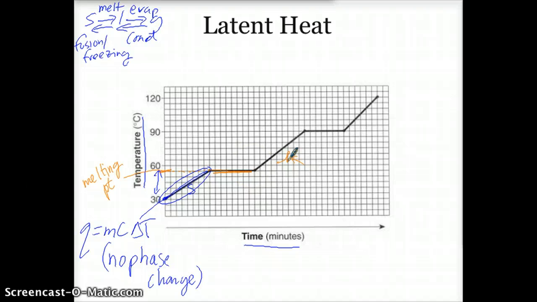So right here in this section of the heating curve, if we want to figure out the amount of heat needed to do a phase change, we don't need to know the specific heat of the compound. What we need to know is called the latent heat. And the latent heat is the heat needed for a phase change. And these values are usually labeled as delta H's because they're enthalpies. It's the amount of heat needed to undergo a phase change.